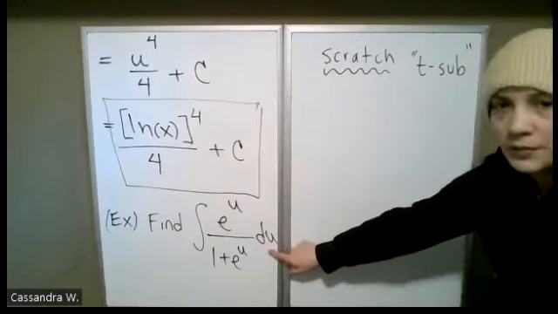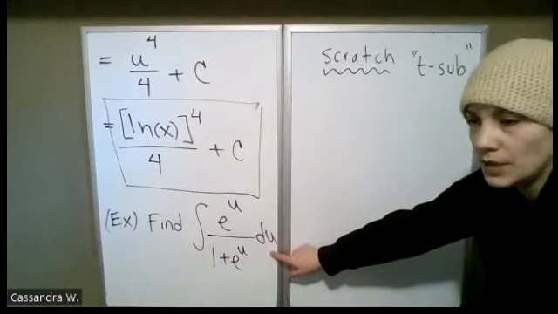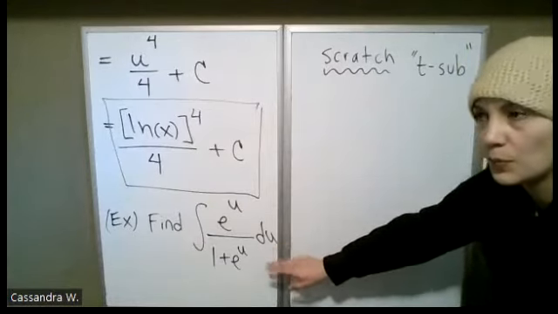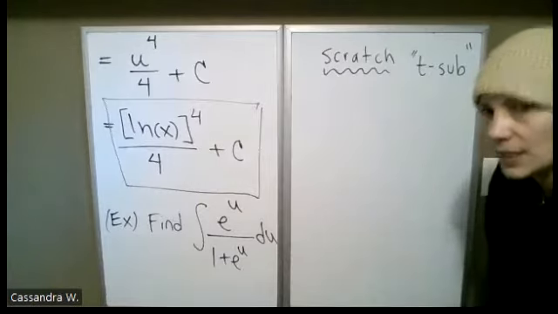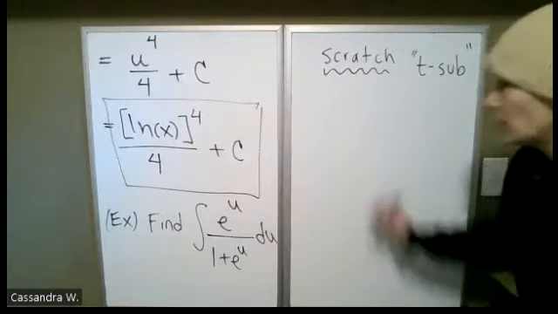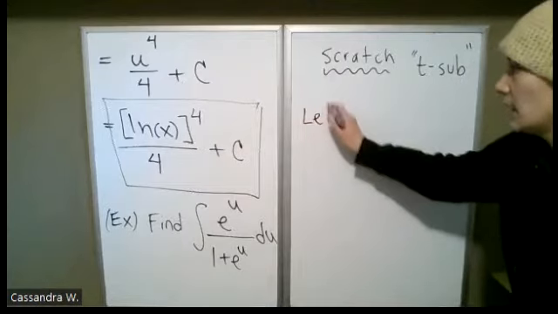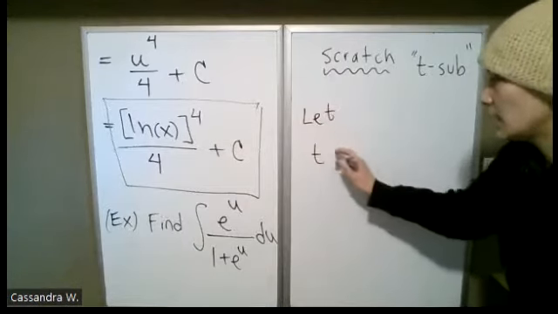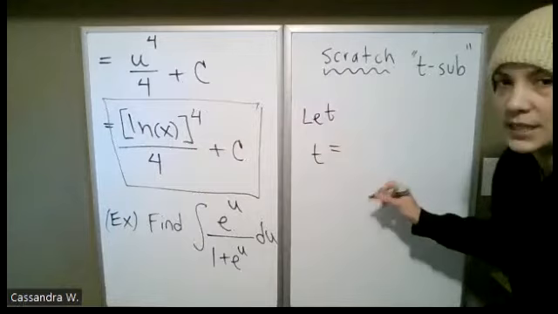Okay, so you want to find a part of this integral that we're going to set equal to t. And I'm going to use that denominator. So I'm going to let t be 1 plus e to the u.